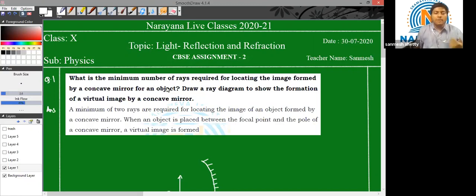What is the minimum number of rays required for an image formation? The answer is the minimum number of rays required is 2 rays. At least we require 2 rays for an image formation. Now the second part of the question: first of all, a concave mirror forms a virtual image when the object is placed between the focus and the pole. Only then does the concave mirror form a virtual image. Let us see the ray diagram for that.